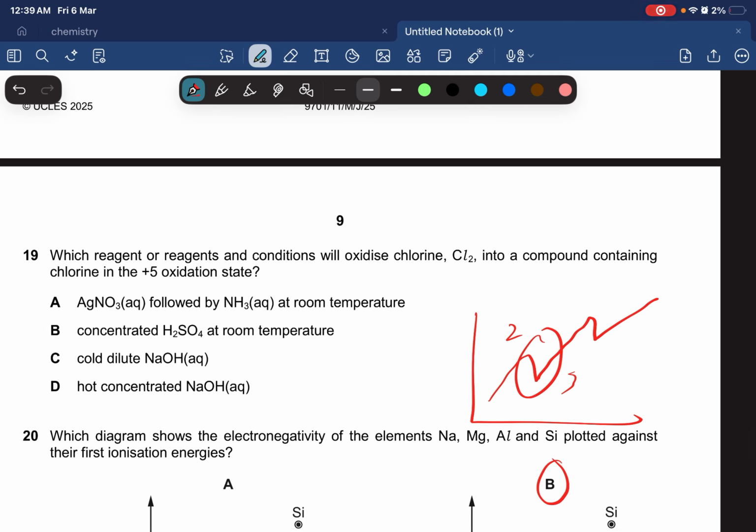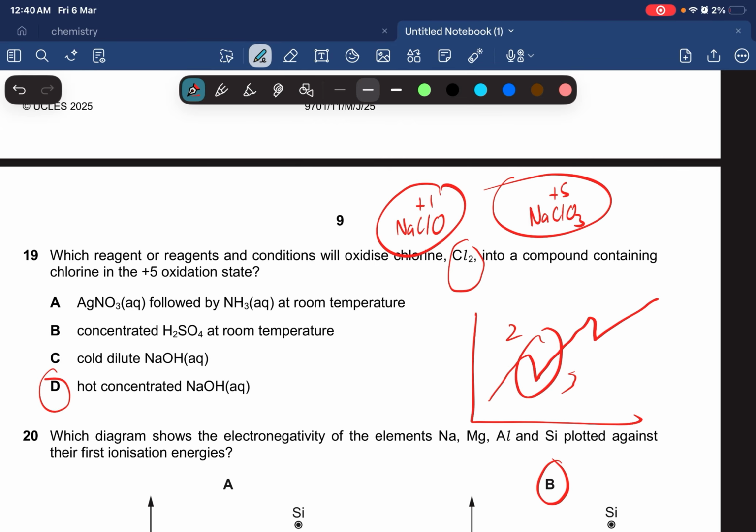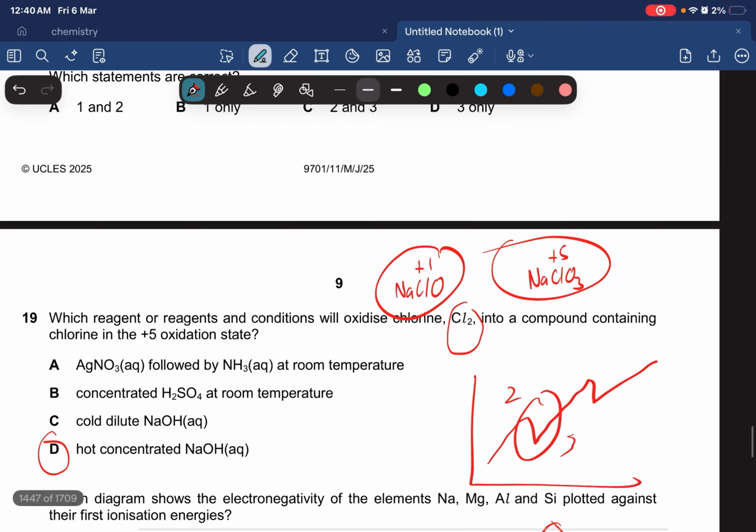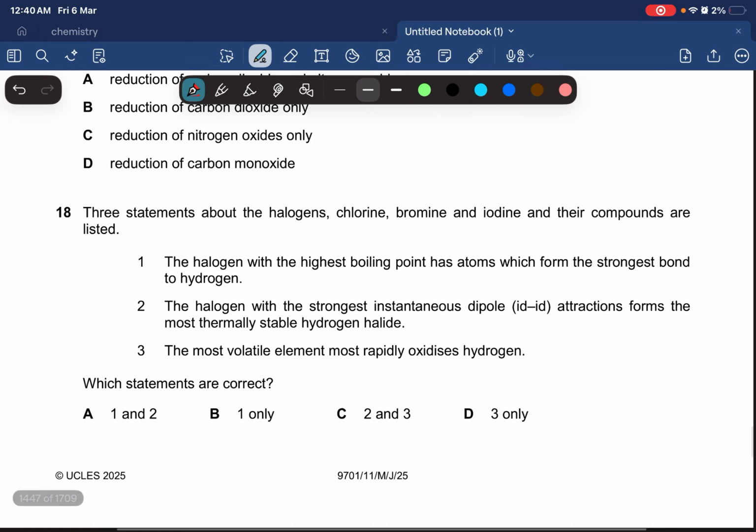Which reagent or reagents and conditions will oxidize chlorine into a compound containing chlorine with a +5? Hot concentrated NaOH. No explanation needed. We've done this reaction. When we make it react with hot concentrated NaOH, we form NaClO3, which has chlorine with +5. And when we make it react with cold dilute NaOH, we form NaClO, in which chlorine is just +1. So that's the difference. And then you balance equations. You form NaCl in both. You form water in both. We've done it. That's easy.